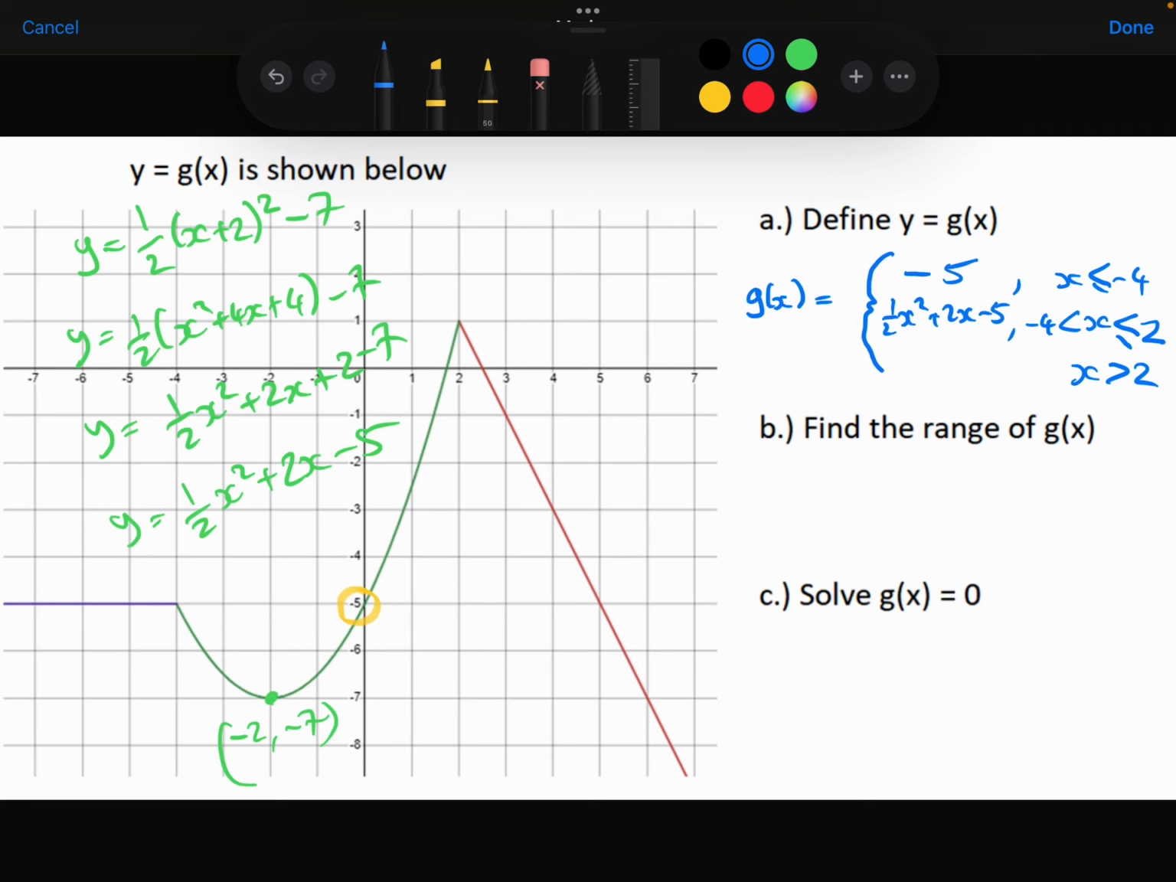Okay, next we've got the red line. I can see it's a straight line, so I'm thinking y equals mx plus c. I'm going to choose 2 points that are easy to read off. Let's choose the coordinates 2, 1. And we'll choose the coordinate 3, minus 1. The gradient, the change in the y divided by the change in the x. The gradient is minus 2. So m is minus 2.